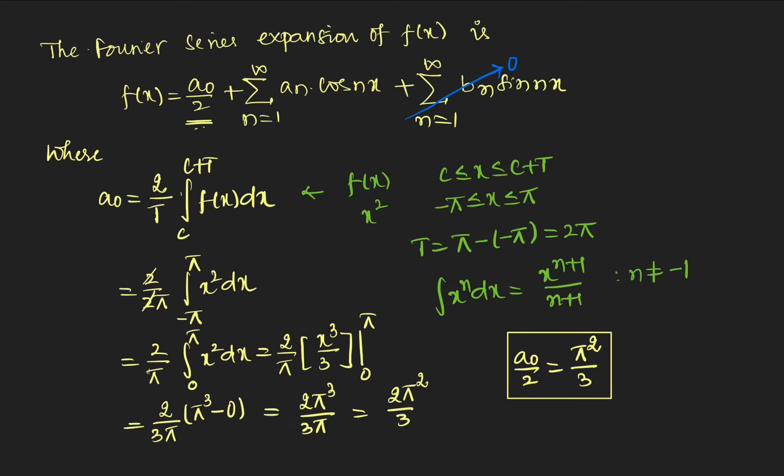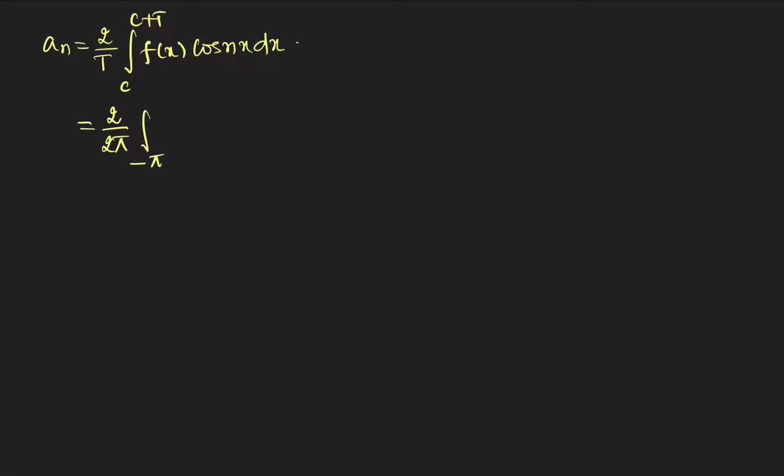Next, we require an. For that, the formula is an = 2/T times the integral from c to c+T of f(x) cos nx dx, which equals 2/(2π) times the integral from -π to π, where f(x) is x², of x² cos nx dx.